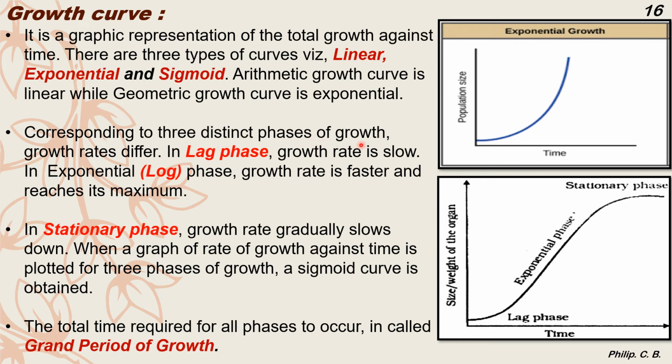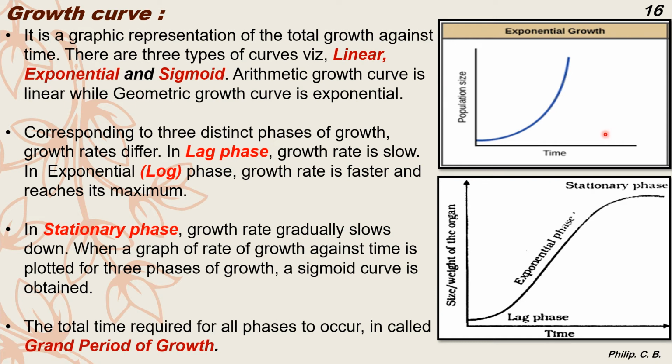Corresponding to three distinct phases, the growth rate differs. In lag phase, growth rate is slow, which you saw in the earlier slide. In the exponential log phase, that is the growth phase, growth is faster and reaches its maximum. In the stationary phase, growth rate gradually slows down. When a graph of growth rate against time is plotted for the three phases of growth, a sigmoid growth curve is obtained. The total time required for all phases to occur is called the grand period of growth. So as you can see here, the three phases: lag phase, log phase and the stationary phase, and the total time required for all the phases is the grand period of growth.